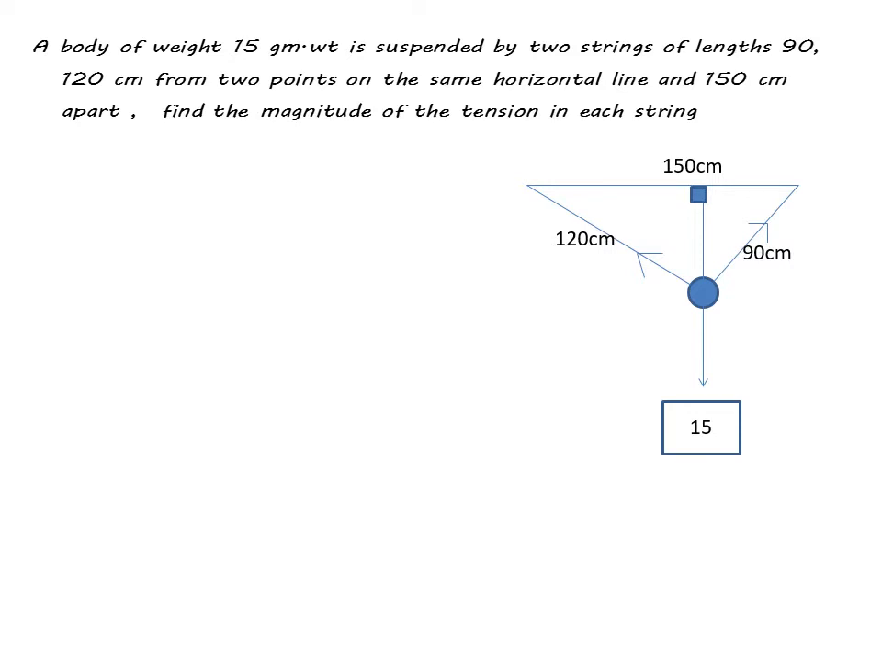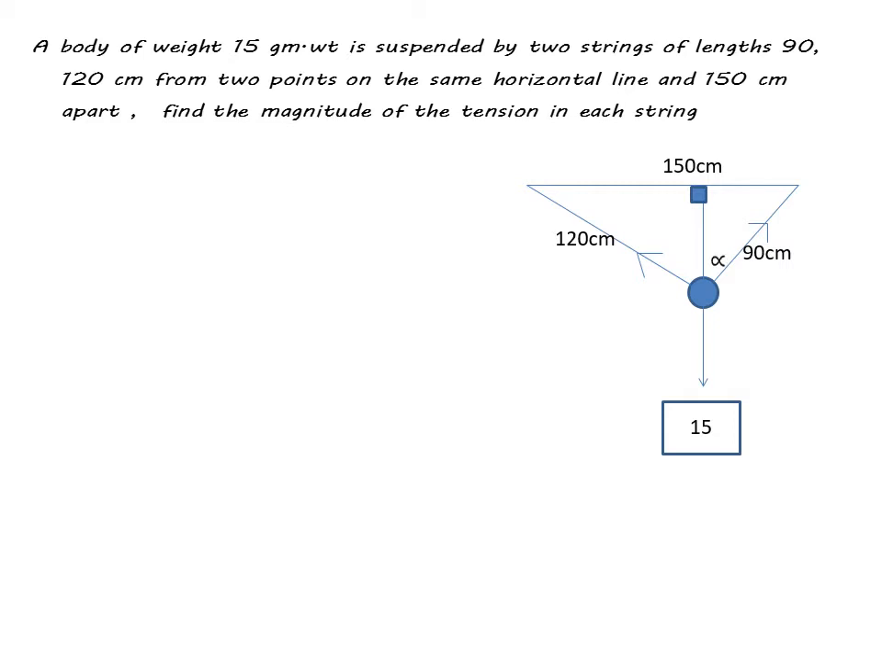Most of the time, if the lengths of the three sides are given in the triangle, that means the triangle is a right-angled triangle. Try to find the value of 90 squared plus 120 squared. It will be 150 squared, converse of Pythagoras. So I said that most of the time, not all of the time. Okay, find the magnitude of the tension in the string.